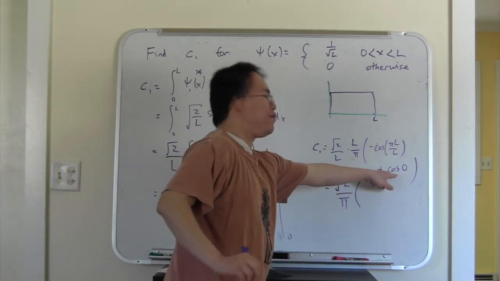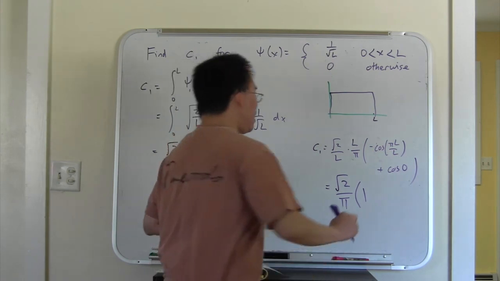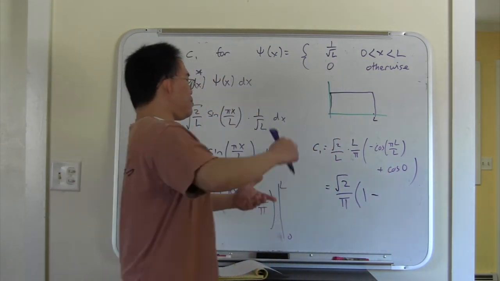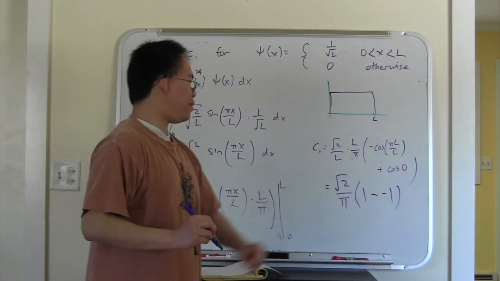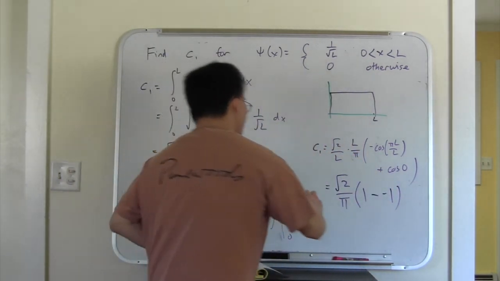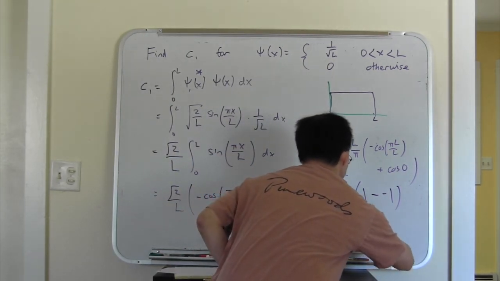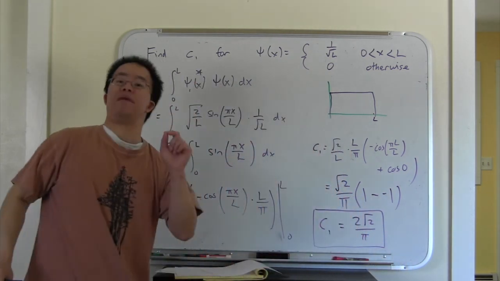Let me do the positive term first. I have cosine 0 equals 1 minus cosine of pi, which is minus 1. So 1 minus 1 gives me 2. So I end up with C1 equals 2 root 2 over pi.